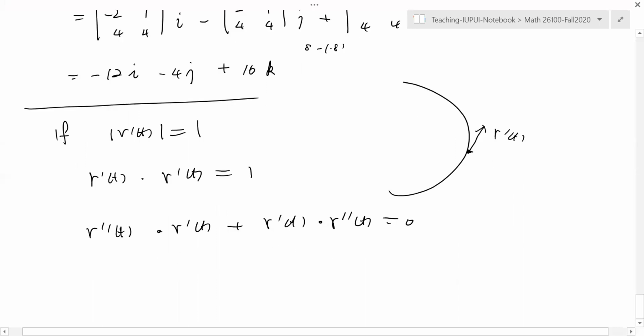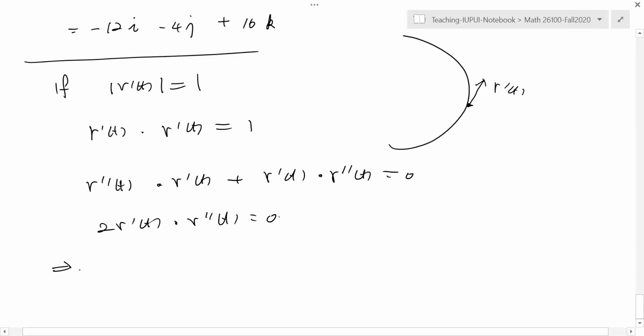Those two terms can be exchanged because this is a dot product. So you get twice of this. That indicates that if the velocity vector is a unit vector, then the second derivative will be perpendicular to the tangent. This is not necessarily a unit vector, but it's perpendicular.